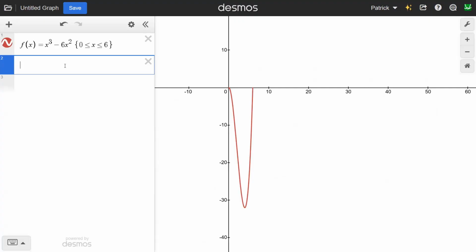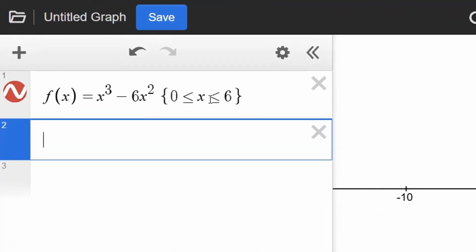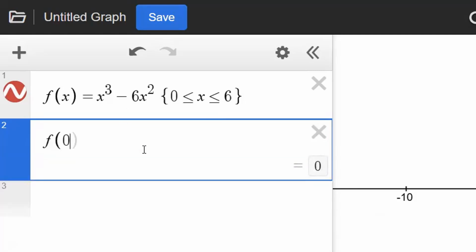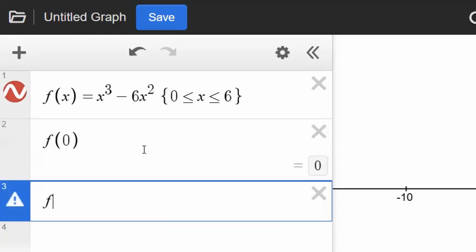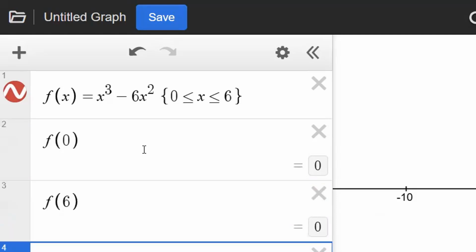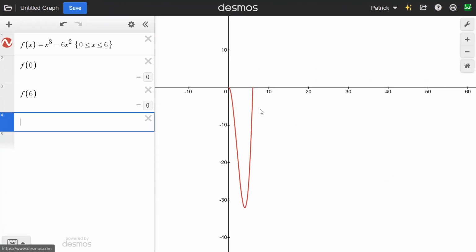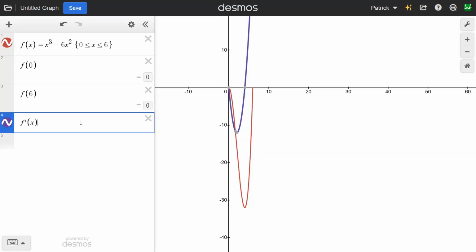So here we have the graph of the function. In the braces here from 0 to 6, I just restricted the domain from 0 to 6. If I do f of 0, you get 0. If we do f of 6, we get 0, and then we can determine that the derivative is going to equal 0 for some value in between 0 and 6. We could easily graph the derivative just by plugging in f prime.